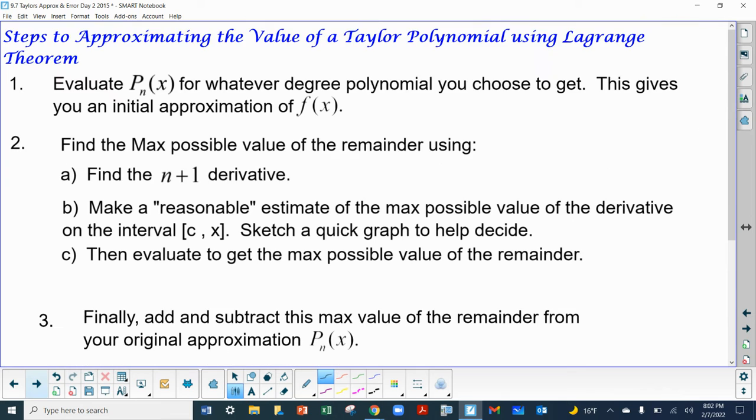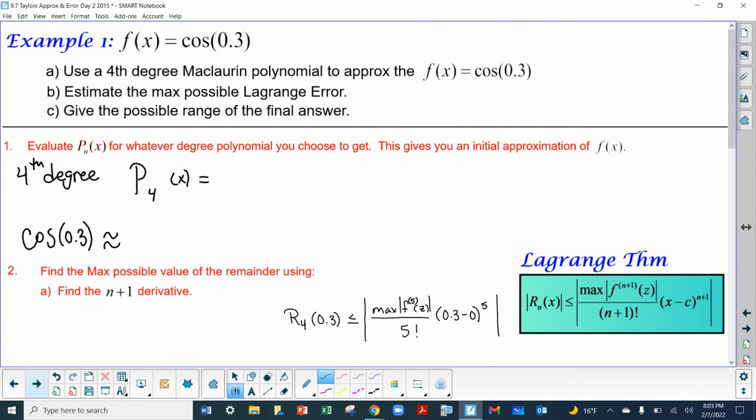All right, let's move forward. So these steps are still in place. We'll evaluate our Taylor approximation at whatever degree we were told to do. So that'll be actually putting numbers in and getting out the numeric value for that Taylor polynomial. Then we'll talk about finding the max value, the n plus 1 derivative. Finally, we can add and subtract that max value of the remainder from our original approximation and get the bounds, the lower and the upper bound. So let's just hop to it.